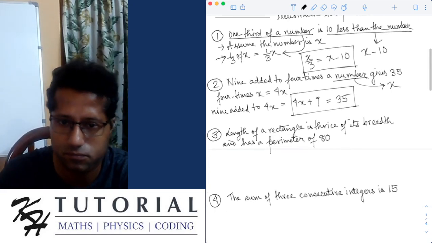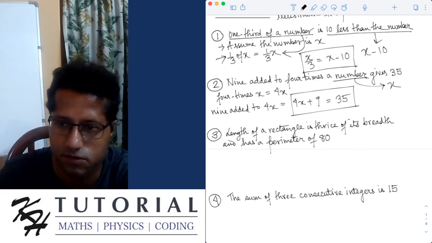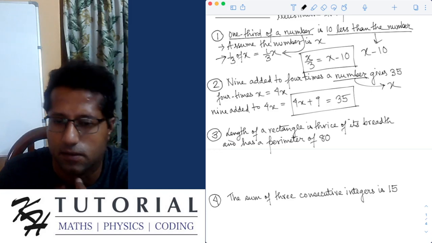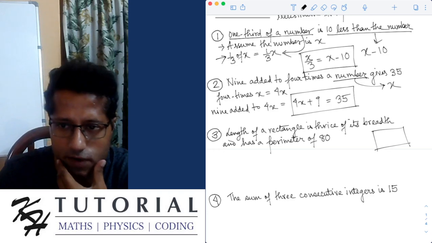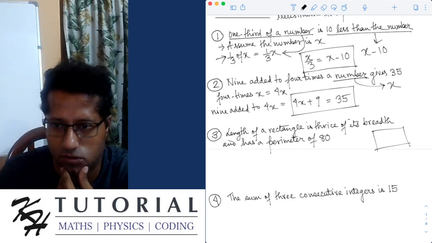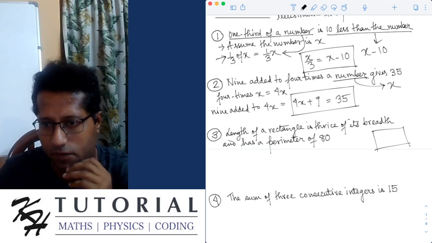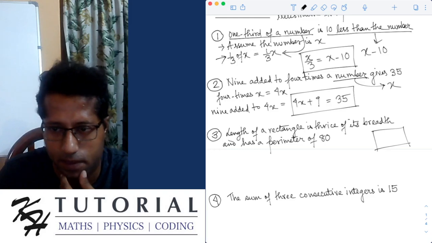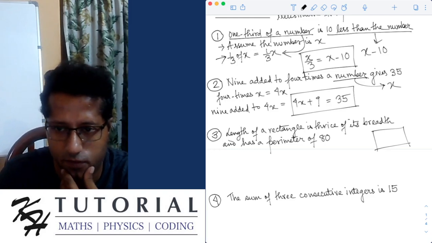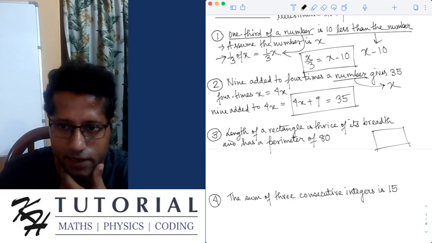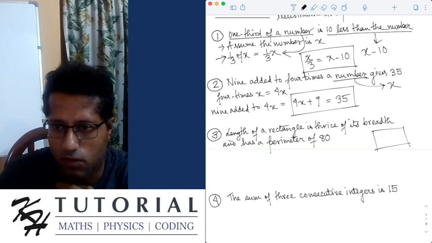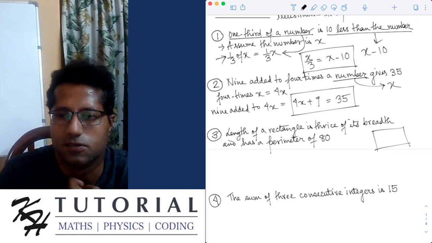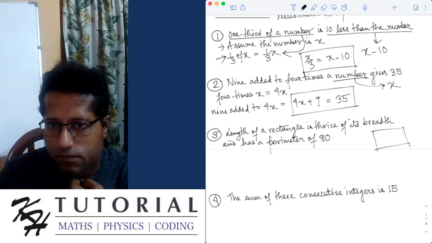Let's see number 3. The length of a rectangle is thrice its breadth and it has a perimeter of 80. Okay, so we have a rectangle. What are the facts given? Its perimeter is given, but we don't know the length and the breadth. But a relation is given between the length and the breadth: the length of a rectangle is thrice its breadth. Now, in this problem there are two unknown quantities, the length and the breadth. You can assume any one as the unknown quantity.